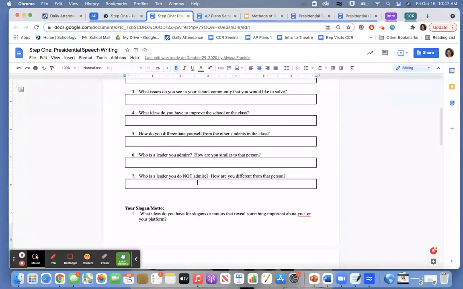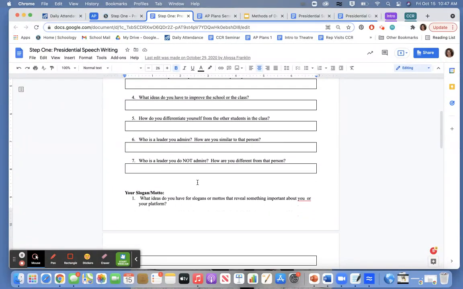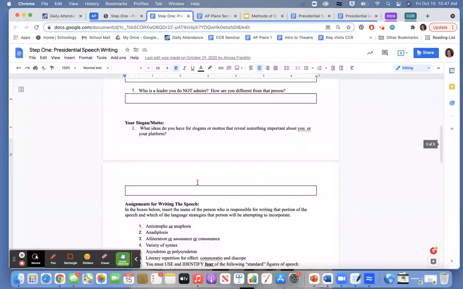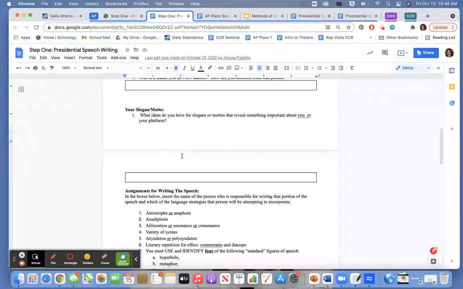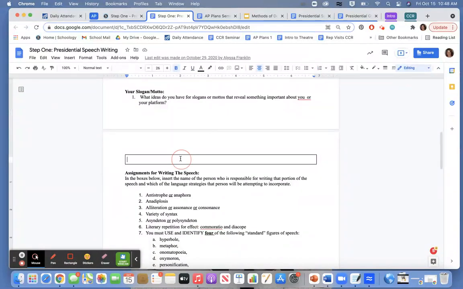Who's a leader you admire? How are you similar? Who's a leader you do not admire? How are you different? So if you look at the information right here, you'll see that each of those questions are sort of geared toward a specific method. But to think about answers to all of those questions will help you develop your idea of your speech. What would your motto be if you were doing this?